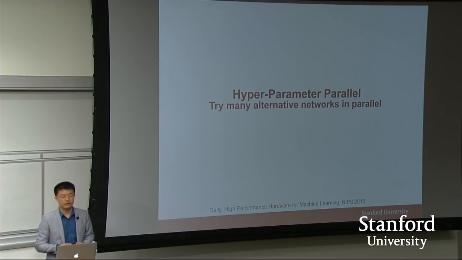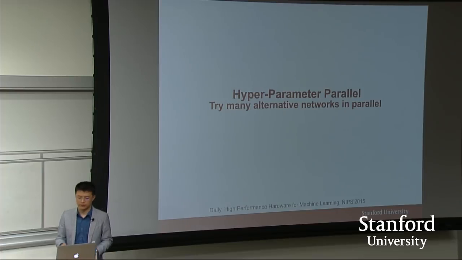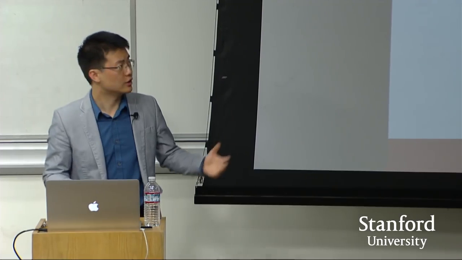And the third idea, you can even do hyperparameter parallelism. For example, you can tune your learning rate and your weight decay on different machines, for those coarse-grained parallelism. So there are so many alternatives you have to tune.